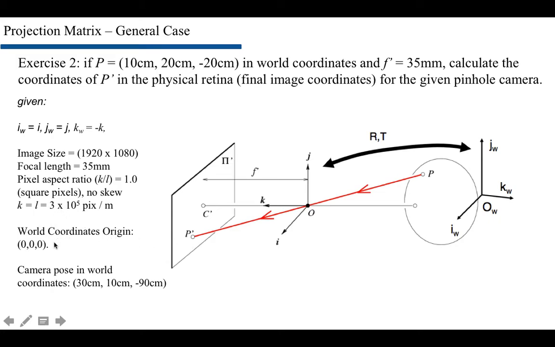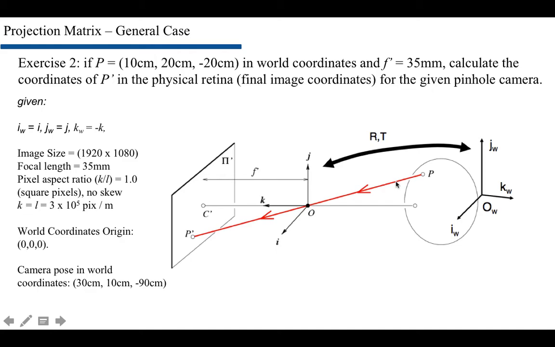And we assume that our world coordinate origin is in the 0, 0, 0 location. That's the common thing. And our camera origin, posed in the world coordinate system with respect to this point, will be 30 centimeters in this direction. Then 10 centimeters in y, a little bit up. And as this is the origin and it's going in this direction, in this case it will be minus 90 centimeters.